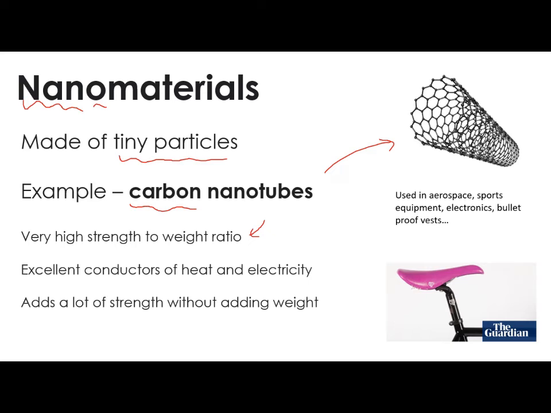So these carbon nanotubes can almost be stacked together. If you imagine loads of these tubes all next to each other, that's going to give a lot of strength in compression and in all sorts of different directions. They can be added to lots of different types of equipment: aerospace, sports equipment, even bulletproof vests. They can be used in electronics to conduct electricity. But the big advantage of these carbon nanotubes is they add a lot of strength without adding too much additional weight. So a good example of a nanomaterial is a carbon nanotube.